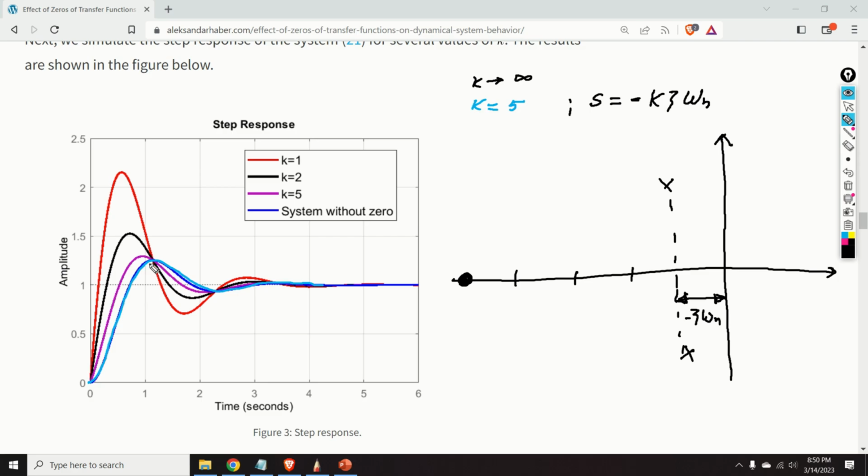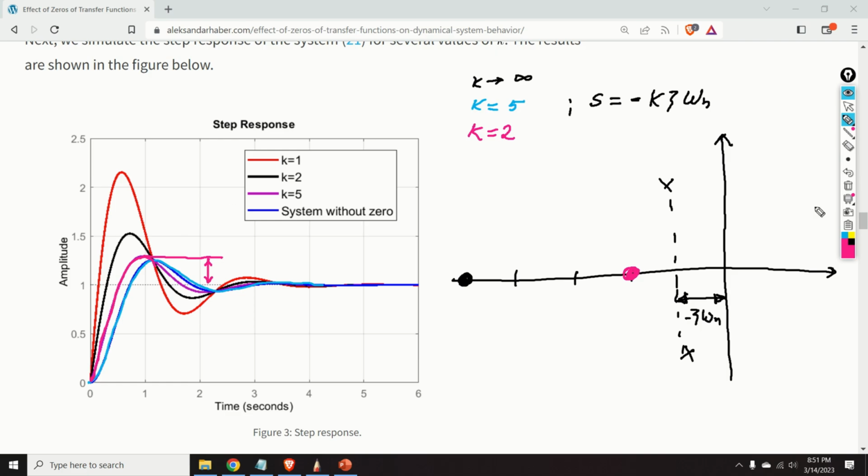And the magenta line represents the response. We can obviously see that the overshoot of the system, that is, this value over here, is increased compared to the system that doesn't have a zero. Moreover, the response is faster. That is, the rise time decreased. Next, let us see what happens when k is equal to 2. When k is equal to 2, the zero is located over here.